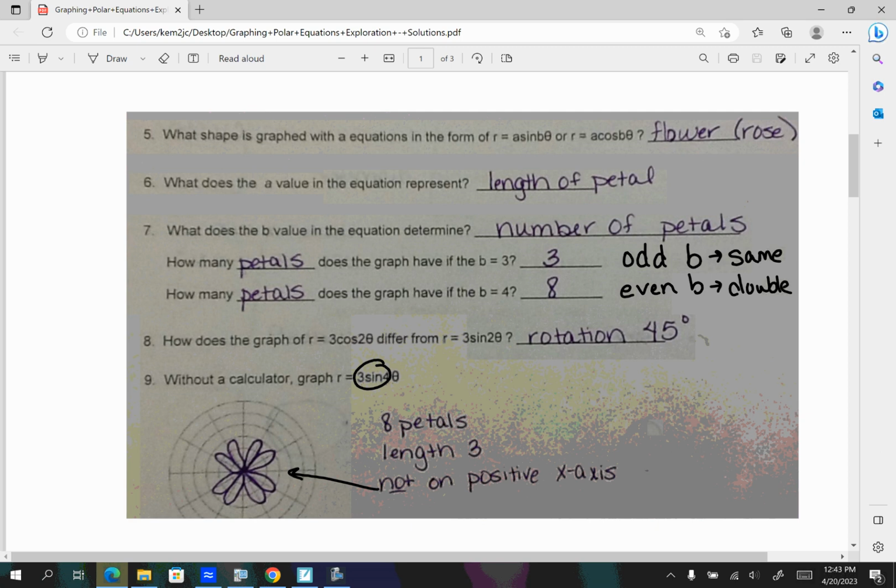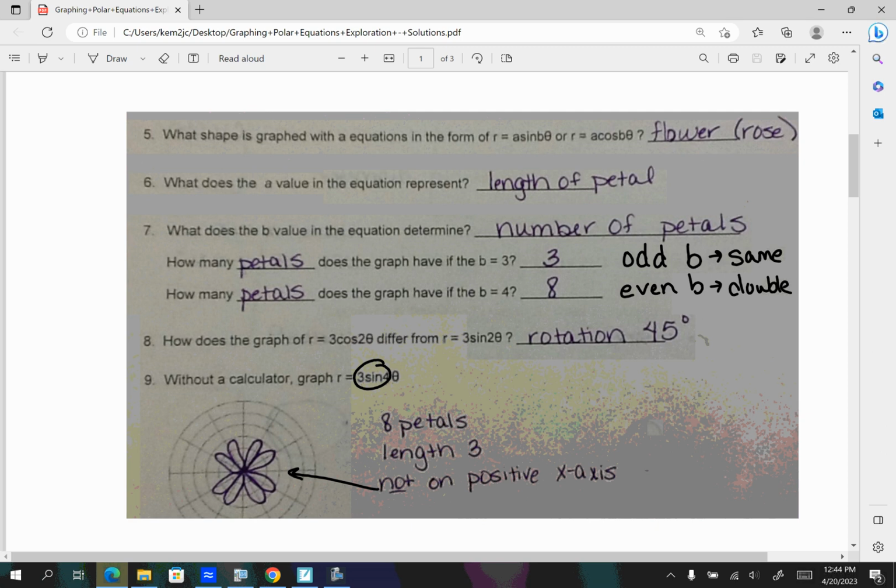And then the B value helps you figure out how many petals there will be. There's actually 2 different scenarios. If B is an odd number, it has that many petals. So if B is 3, there's 3 petals. If B was 7, there were 7 petals. If B is an even number, there's double that many petals. So if B was 2, you should have seen 4 petals. Or if B was 4, you should see 8 petals.